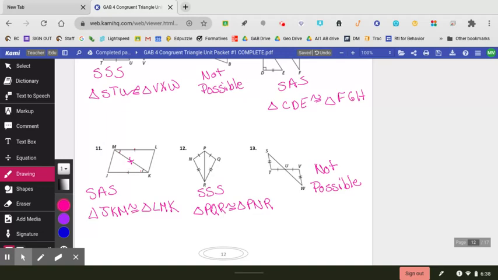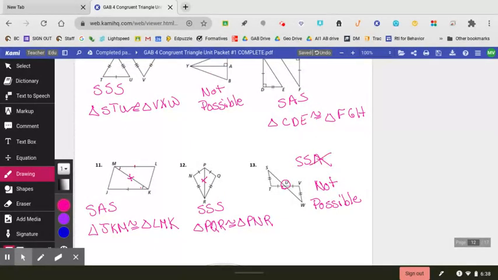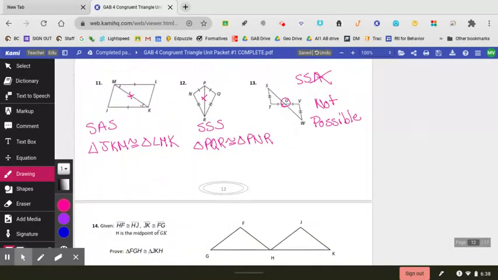12, again, PR is reflexive, so we have side, side, side. So it's triangle PQR is congruent to triangle PNR. And 13 is not possible because, again, we could have vertical angles here, but that would be SSA or backwards. So it's not possible because backwards SSA is a bad word.